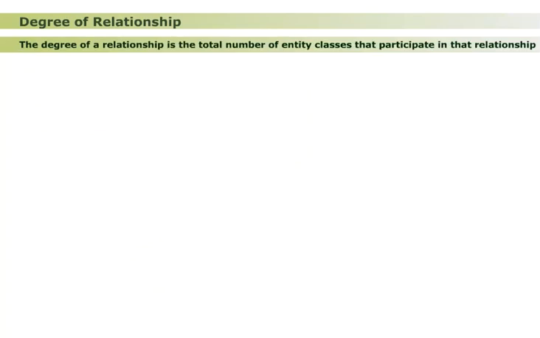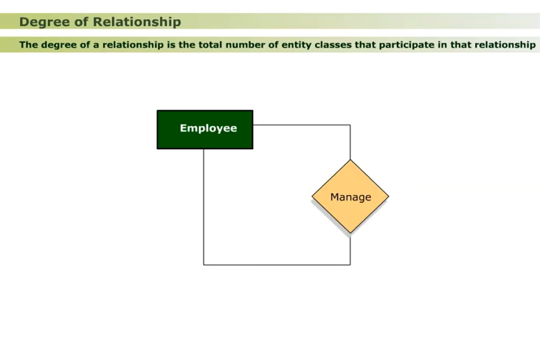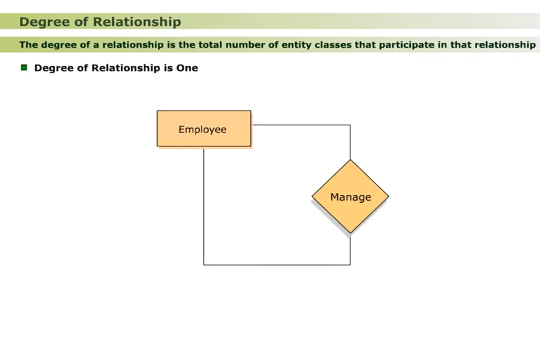Degree of relationship. The degree of a relationship is the total number of entity classes that participate in that relationship. Dear learners, look at these examples. Example number 1. The relationship manage has only one entity class, that is employee. Therefore, the degree of relationship manage is 1.